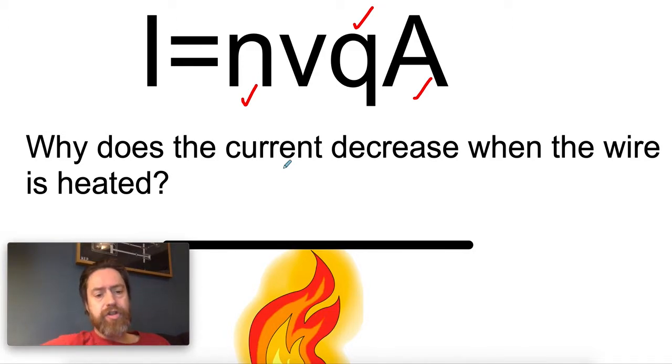But remember, the drift velocity comes from the electrons, which are moving individually very fast, colliding with the ions in the wire. Now, if the wire's heated, the ions are going to be vibrating more, so that's going to increase the number of collisions, and that would reduce the drift velocity. So the drift velocity would go down, and therefore the current would go down.